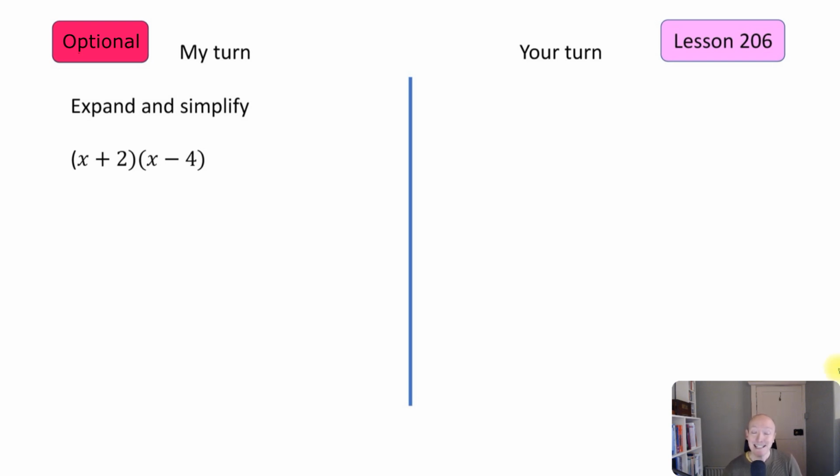Now, there is a different kind of expand and simplify question. Again, I put this as an optional on the lesson. I didn't cover this in class, at least I don't normally cover this in class. So what we've got here has two pairs of brackets physically next to each other with nothing in between, like that. We call these double brackets.